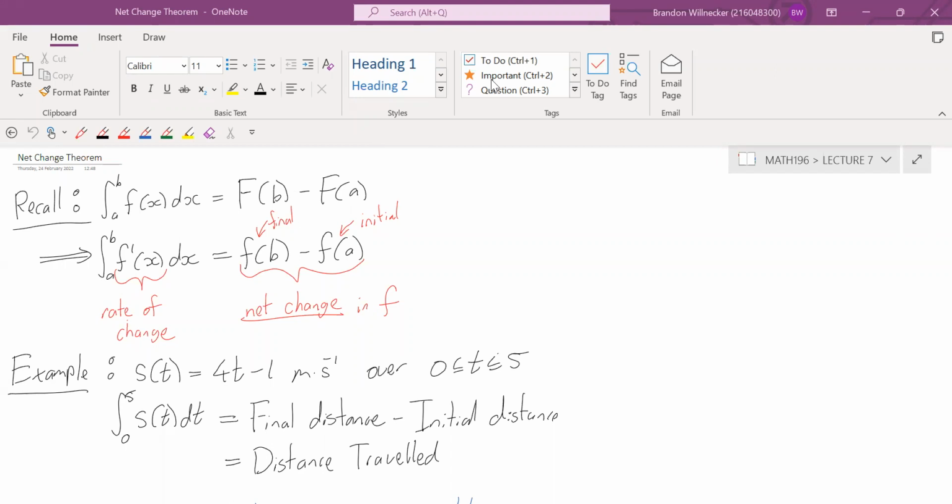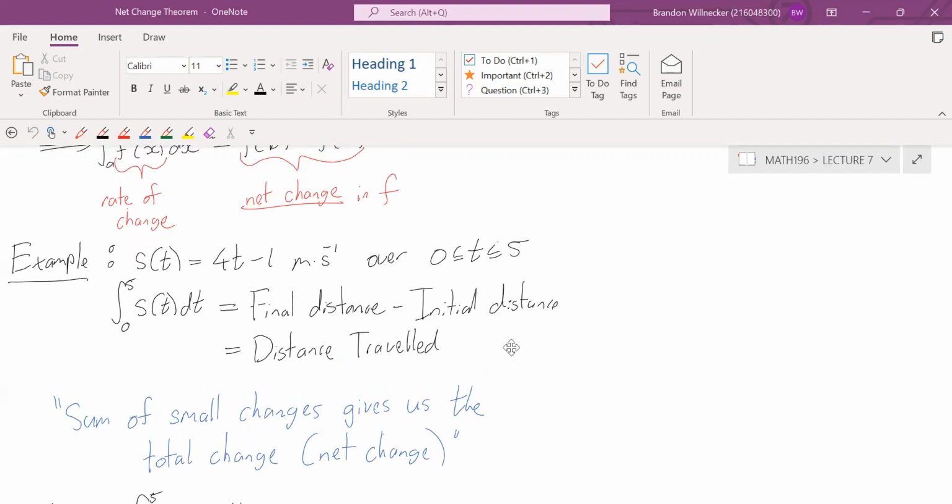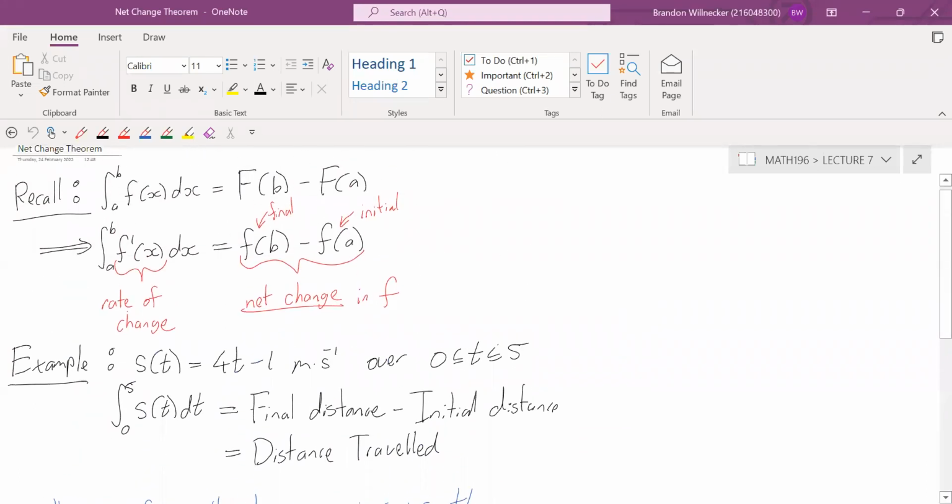So the integral of the rate of change of f is equal to f at the end point minus f at the starting point. And we called that the net change in f. So you can think of that as final minus initial gives us the net change. Then we did a little example of a kid running with some speed. And we found that if you integrate the speed over the time interval, then you get the distance that is traveled. And we came up with this little thing to help us remember the net change theorem. So the sum of small changes gives us the total change. And that's just a little way of remembering this formula.